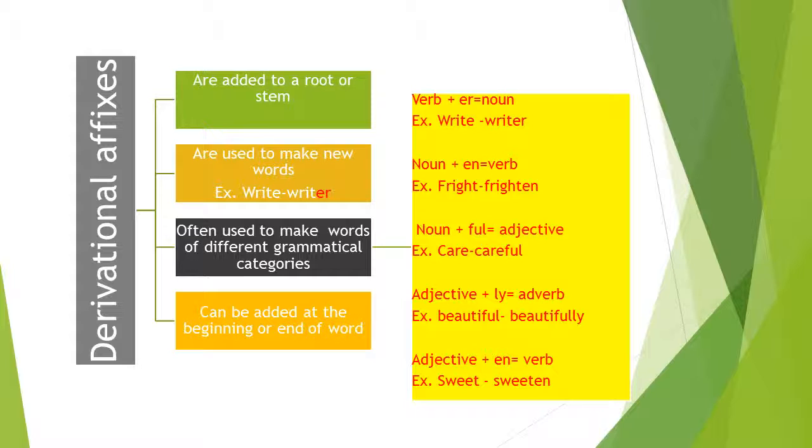The derivational affixes can be added at the beginning or at the end of the word, as I already said. So in English, derivational morphemes are prefixes and suffixes. And as a conclusion, we can say that there are affixes attached to nouns, verbs, adjectives, and adverbs, and they change them to another lexical category, as we see in the examples that we were talking about.